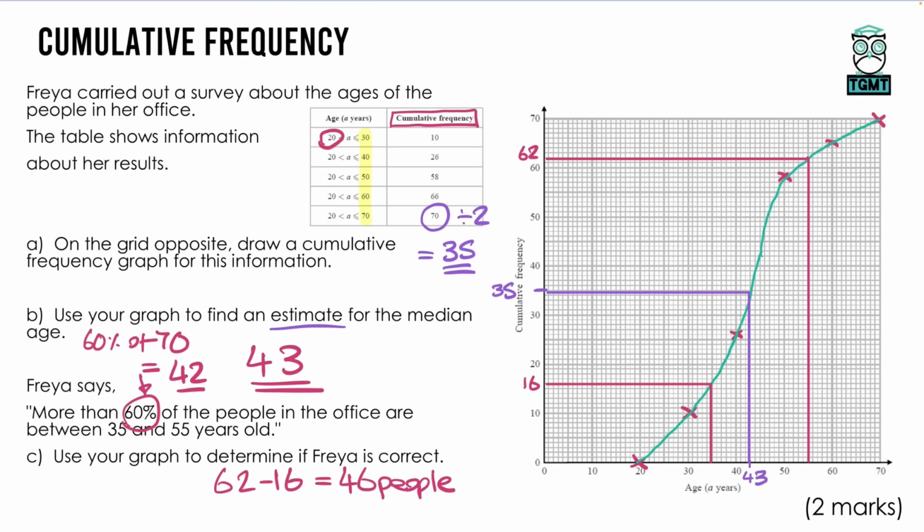So Freya is going to be correct actually, because more than 60% of the people are between 35 and 55. So we would say yes, because 60% of the people is 42, we have 46 people. So use your graph to determine if Freya is correct. So yes, Freya is correct. There we go, and we have our working out to back that up. More than 60% are between 35 and 55.